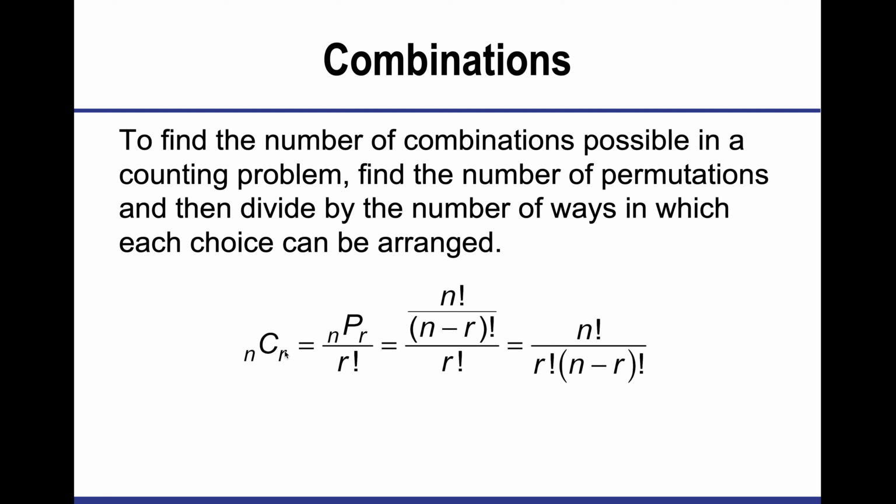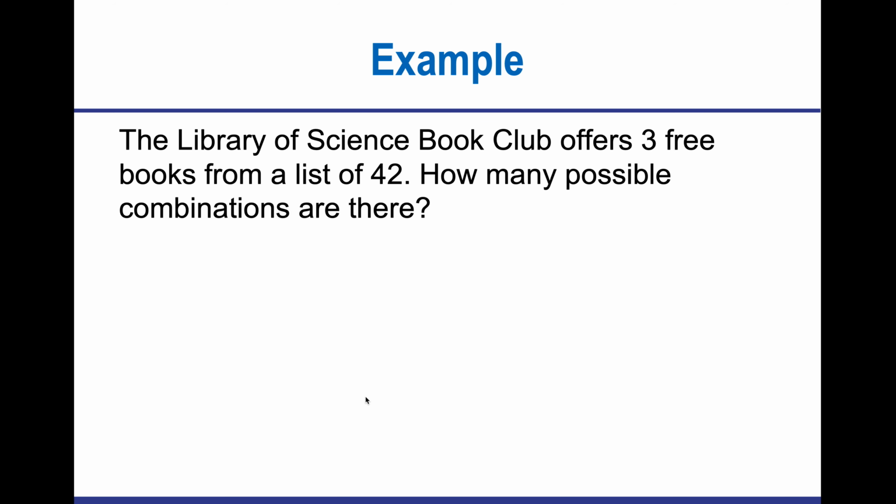So look at the Web 2.0 video. You type the number in for N, you push NCR, you type the number in for R, and you hit enter. It bypasses all of this formula.